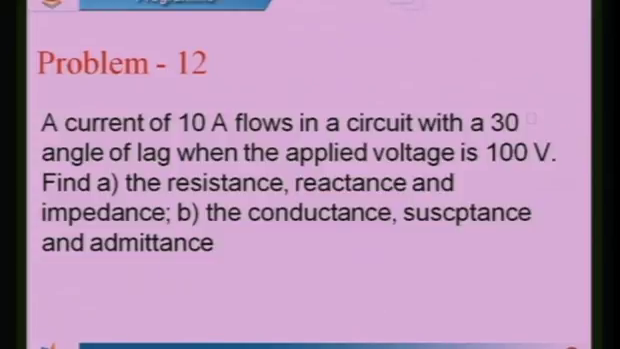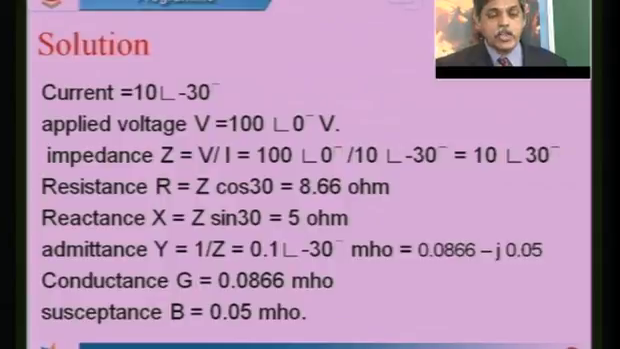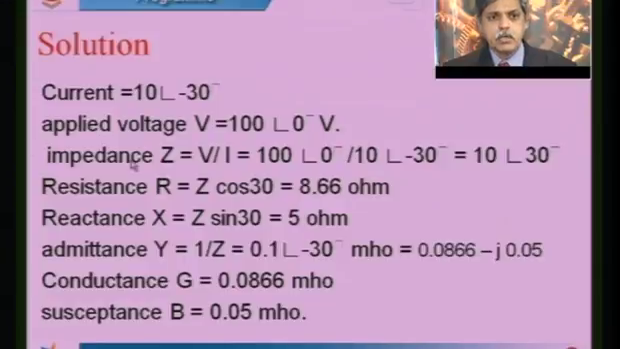See, the solution is like this. I have a current of 30 and it says the current has an angle of 30 degrees lagging. So I took the angle as minus 30. Okay. You can see the solution here. So this magnitude is 10.